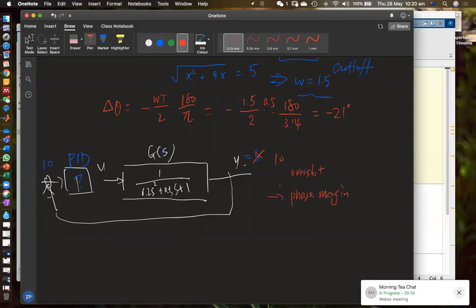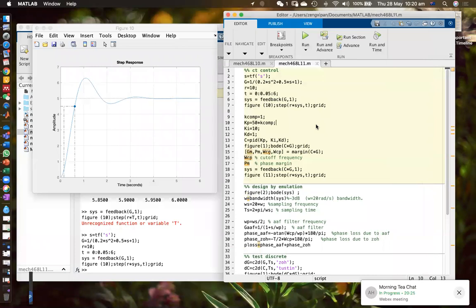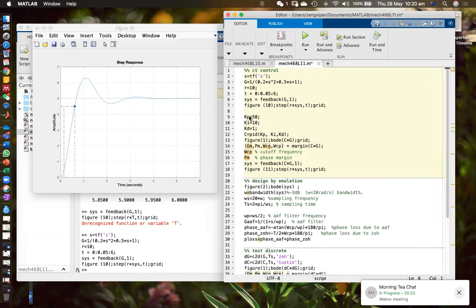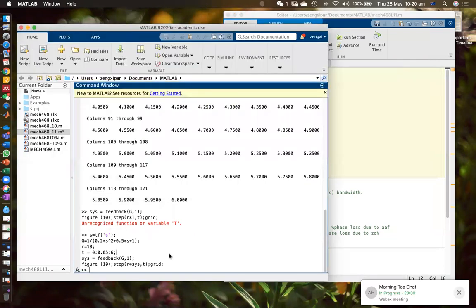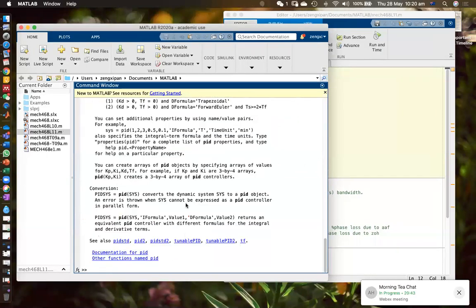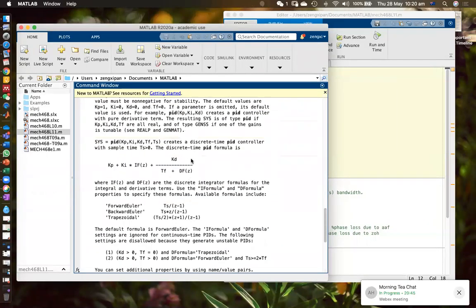Yeah, so that's kind of the requirement we want. So let's just play around. I delete all this stuff. That's not necessary. Say I've got a KP, KI, KD. And from here, I use the PID command. If you just help PID, this tells you what this KP, KI, KD is, okay?